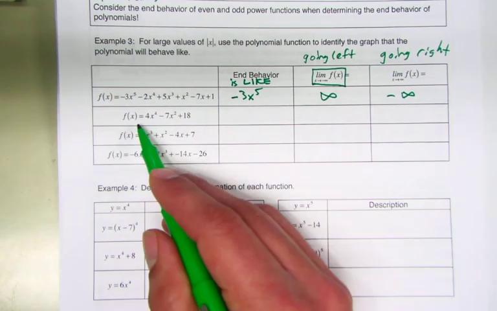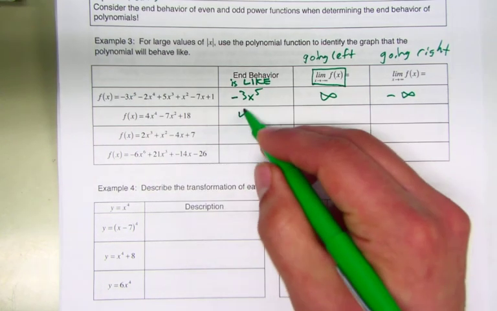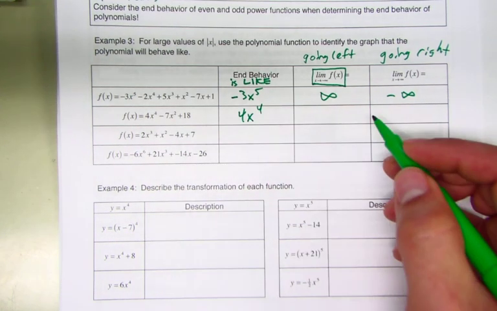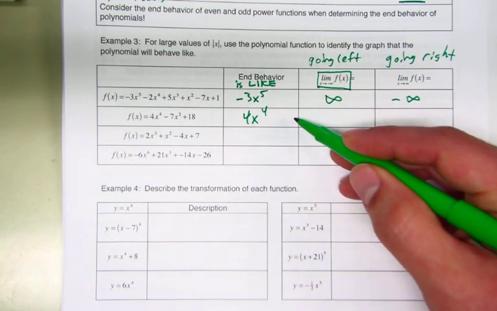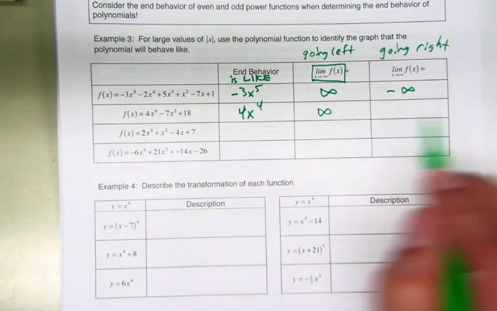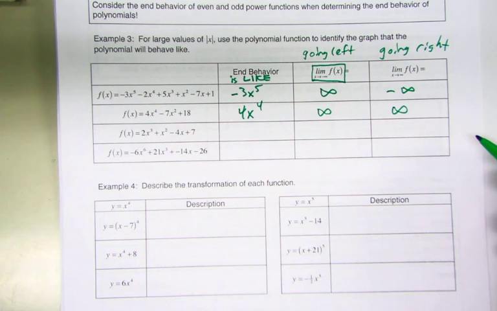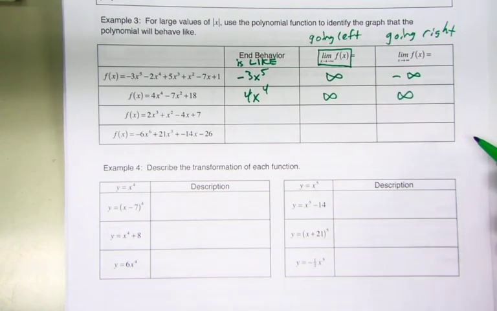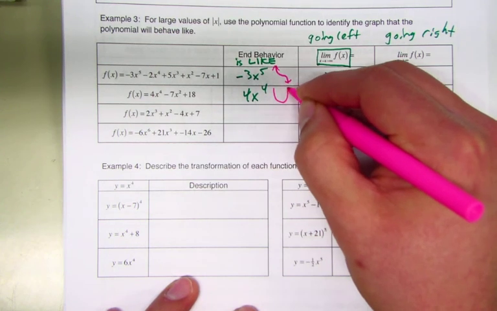Okay. What term do I focus on here? 4x to the 4. So big picture, what's going on if I'm going left on that curve? Up, so positive infinity, good. And if I go to the right, also going to positive infinity, good. Okay, and if it helps, you can draw little pictures. So it's going to look something like this, right? This one's going to look something like that.